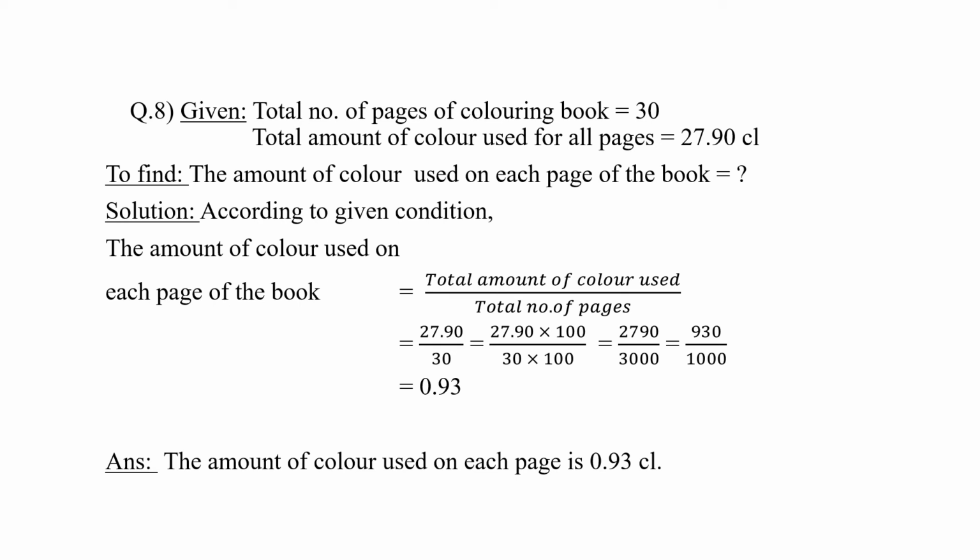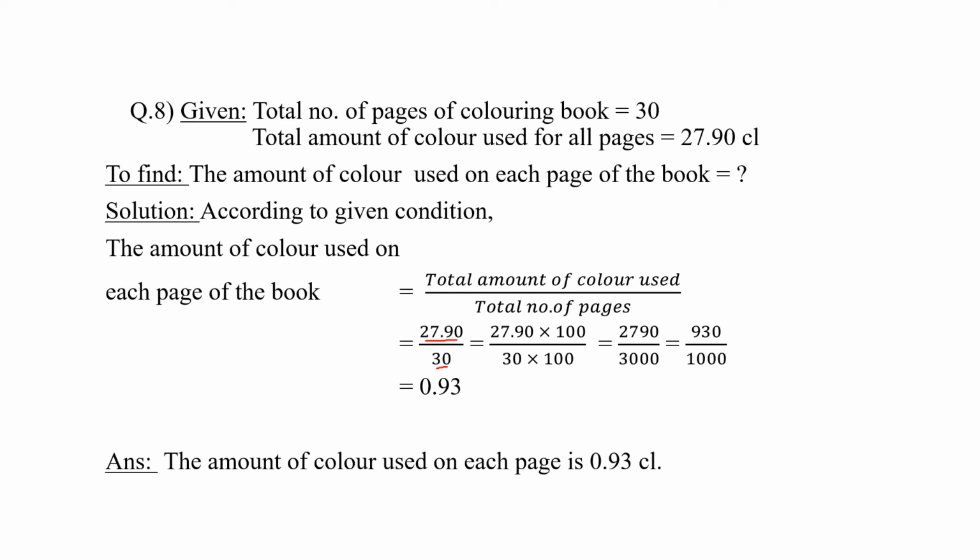So what is given over here? Let's check. Given total number of pages of coloring book is equals to 30, and total amount of color used for all pages, remember for all 30 pages, 27.90 cl. Cl means centiliter. And what you are going to find out? The amount of color used on each page of the book. So you'll see solution. So according to given condition, the amount of color used on each page of the book is equal to, what we'll do, we'll divide total amount of color used upon total number of pages, right? So total amount of color used is 27.90 upon 30.